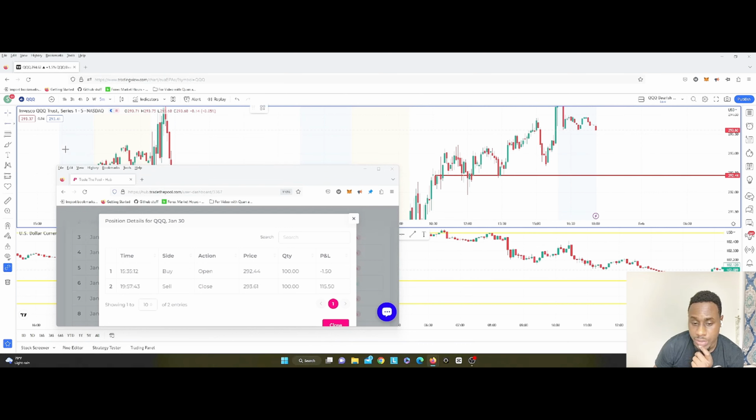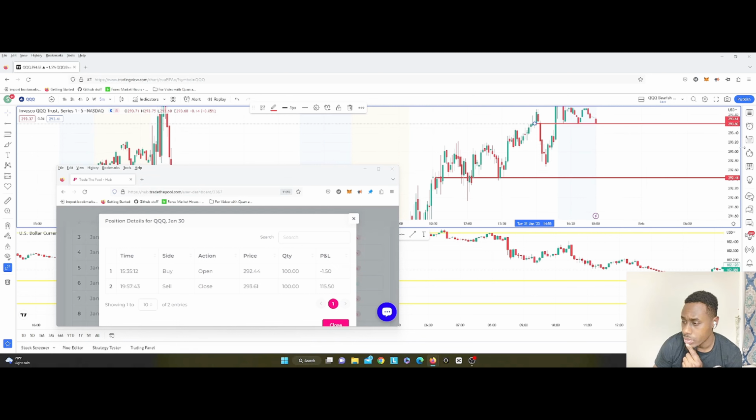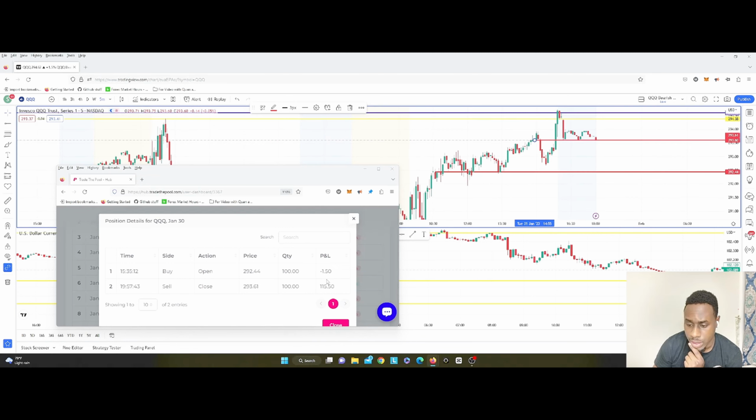So I entered at 10:35, let it swing for the majority of the day and closed it on the 255 candle. Okay, 29361. Right there. Okay, not bad. So this was the last trade. Held it for 4 hours, and it was a profit of 115.